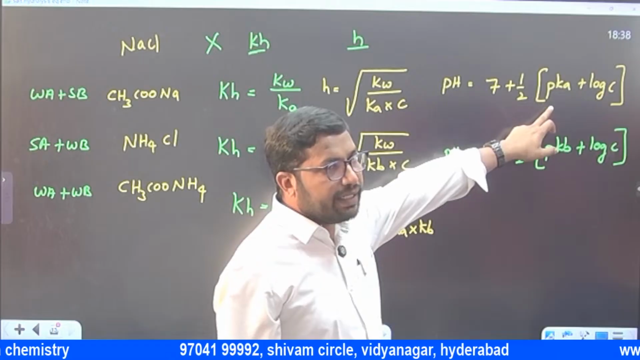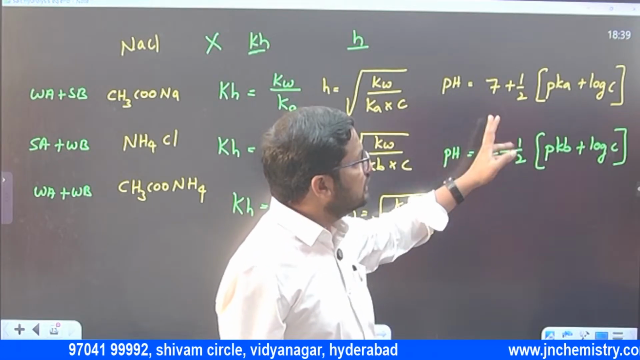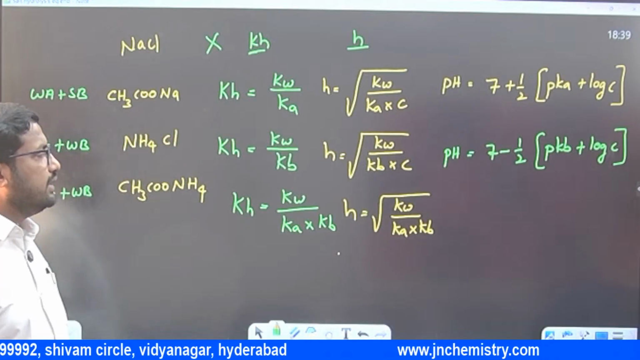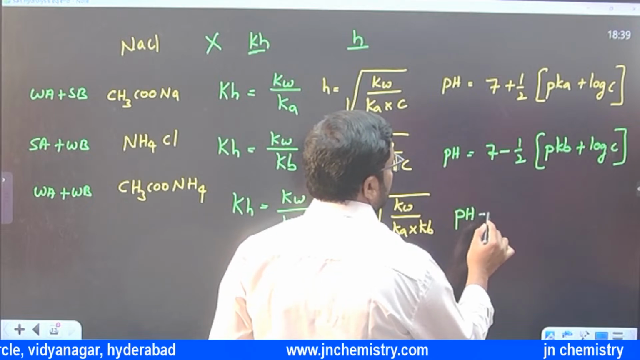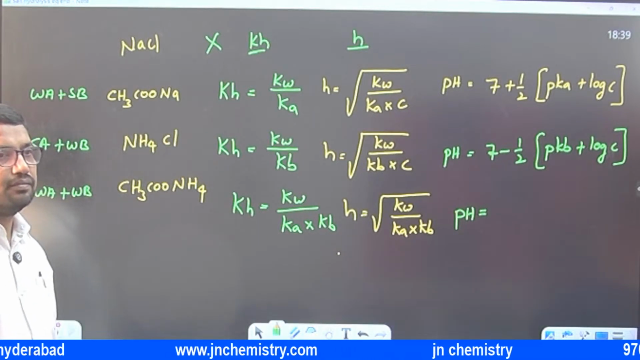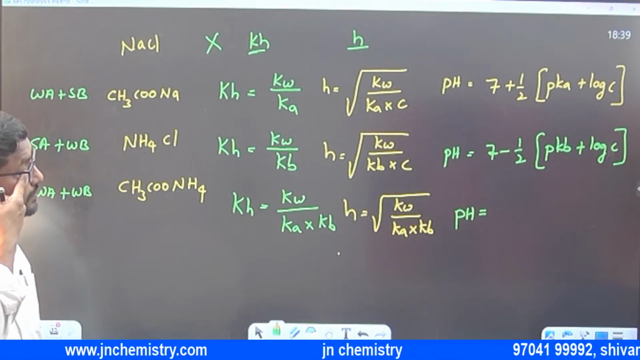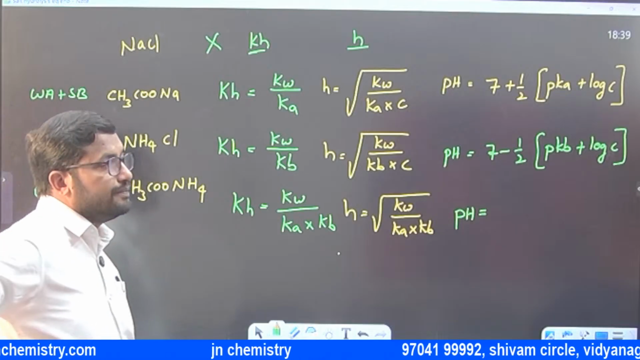In this case pKa plus pKb minus. So log C plus log C same. So in this case pH is equal to. Come on, tell me the pH for this one.